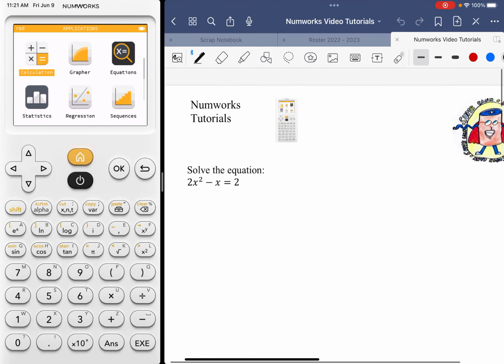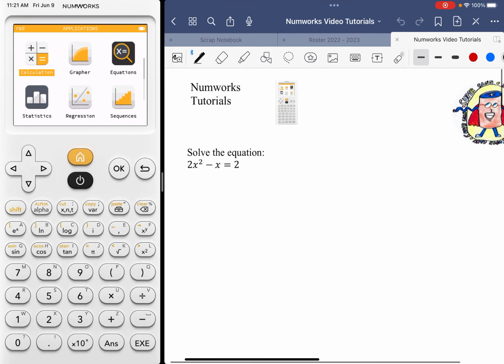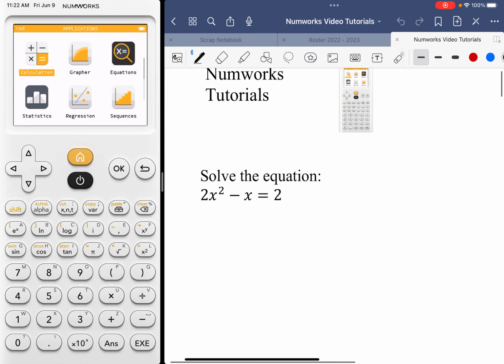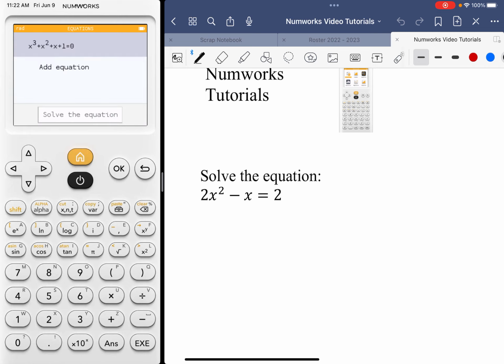All right, so the first example here, solve the equation 2x squared minus x equals 2. This method will work for equations that have nice, clean, rational answers and others. So we hit the home button, which brings us to the home screen, which is what you see in front of you. Go to equations.